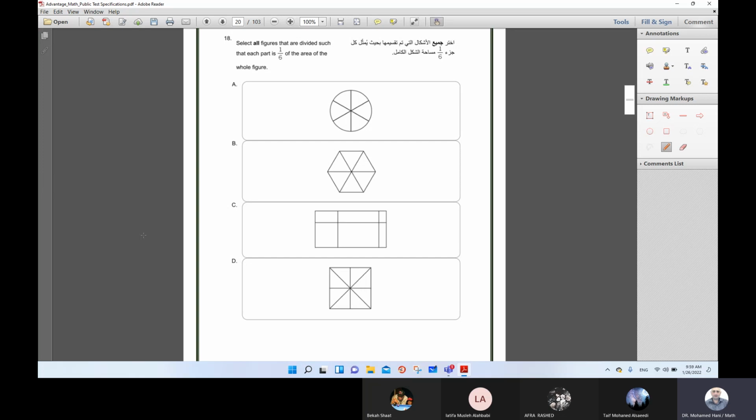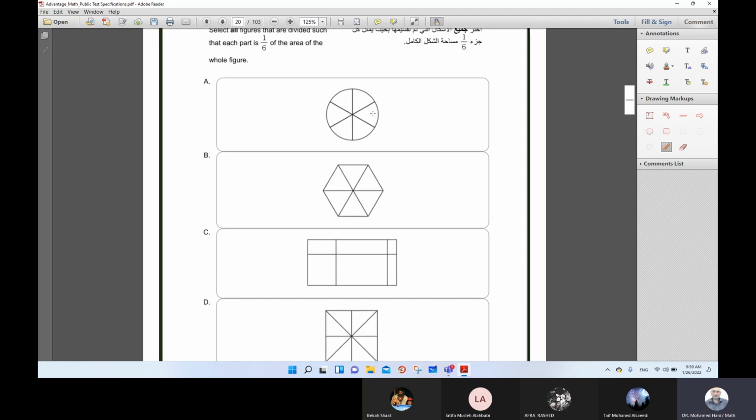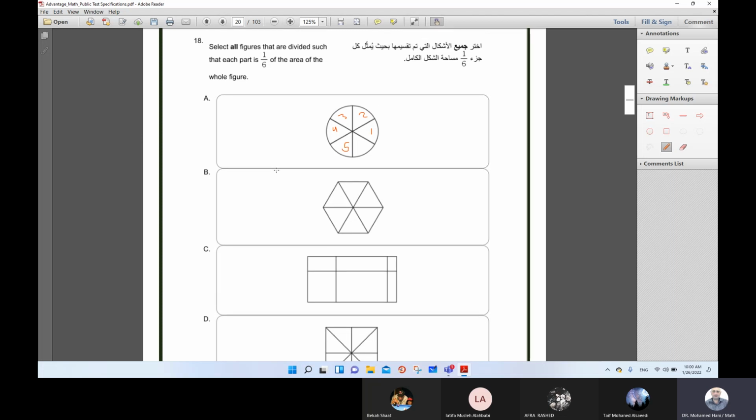Okay, who can answer me here? As you see here, we have 1, 2, 3, 4, 5. And the question here: What is the fraction represent each part? As you see, we have here 6 equal parts. So here the fraction will be 1 over 6. So this is correct.